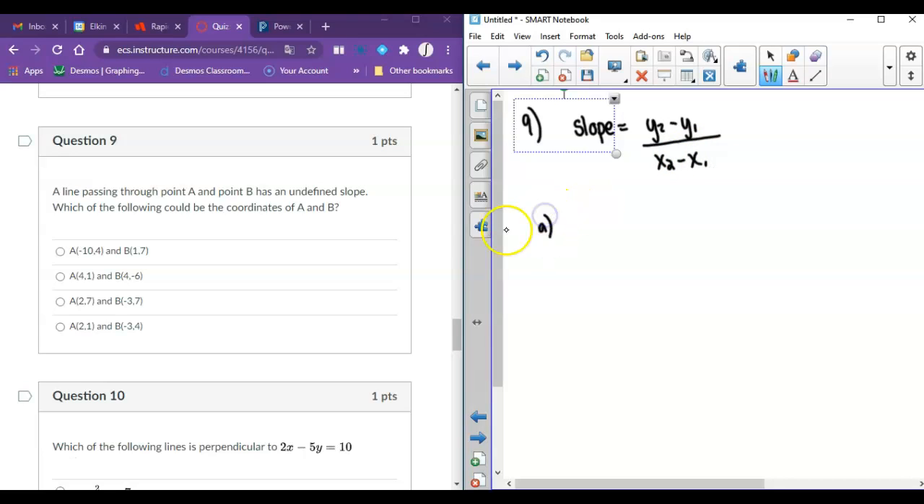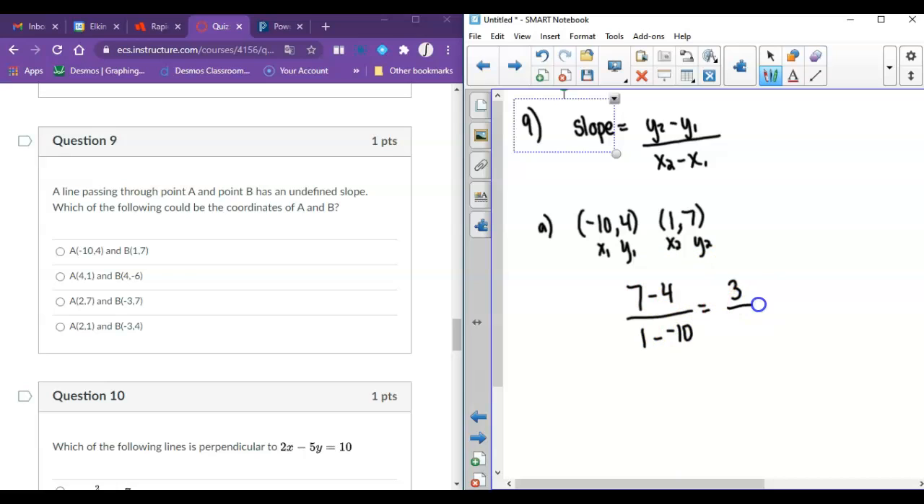If we look at that first answer choice, we've got negative 10, 4, and 1, 7. Let me remind you what you're doing here. This is like x1, y1, x2, y2. So you're taking y2, which is 7, subtracting y1, which is 4, and taking x2, which is 1, subtracting x1, which is negative 10. In this case, you're going to get 3 over 11. That is not undefined, so A is not the answer.